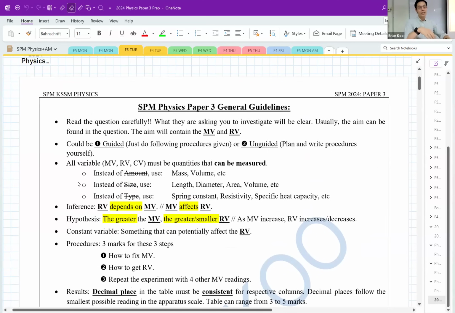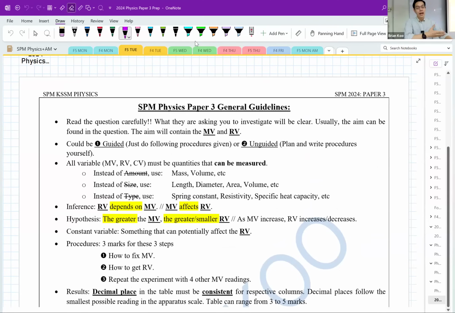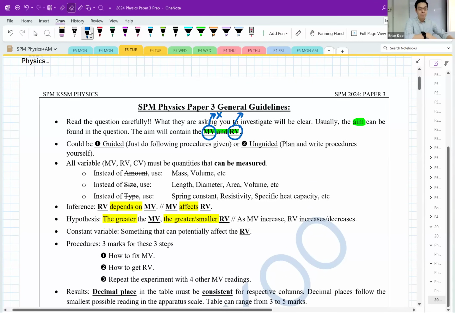Okay, so as you open the paper 3, you just have to read. I think you guys have done it many times. Just read the question carefully. What they ask you to investigate will be very clear. Normally, the aim can be found in the question, which will contain MV and RV, your manipulated and responding variable. You know this already, but manipulated variable is what axis on the graph, guys? X, and responding is Y.